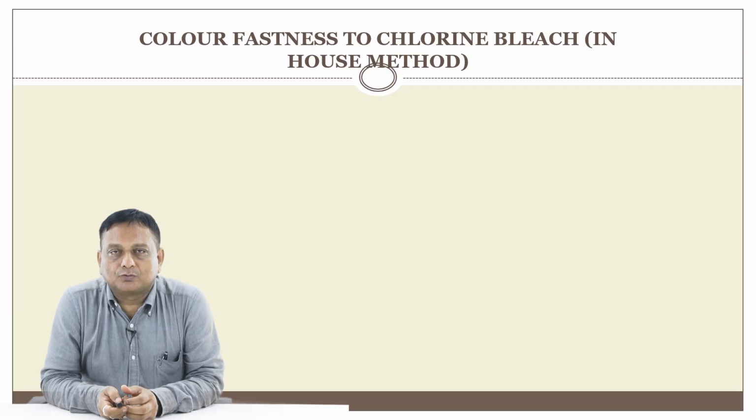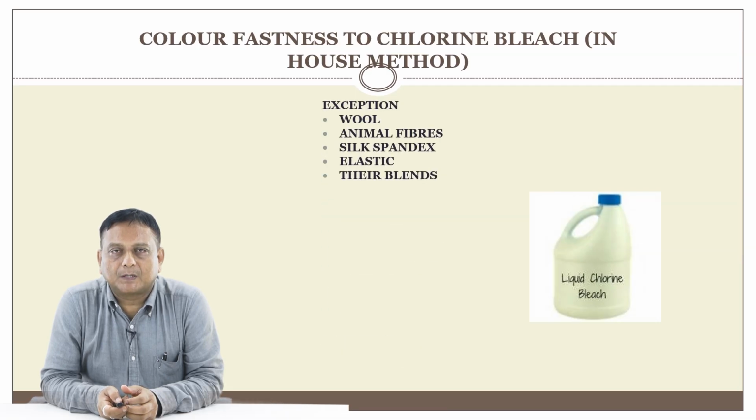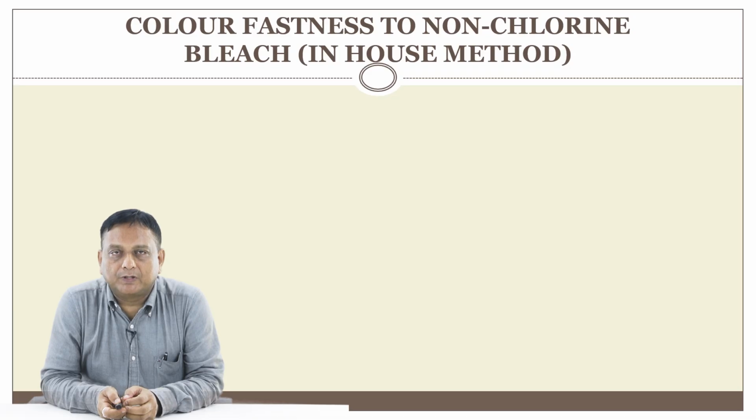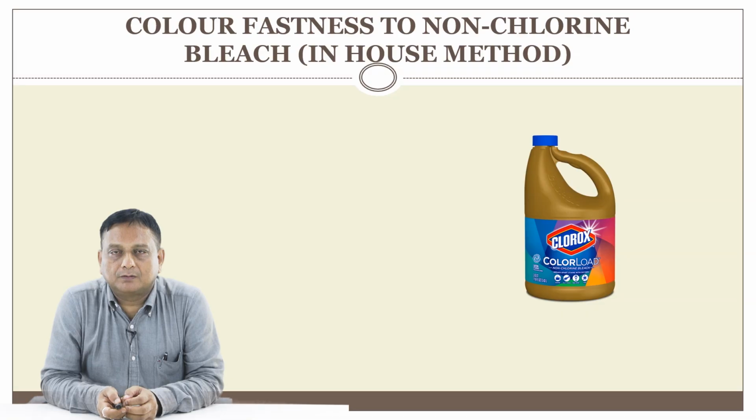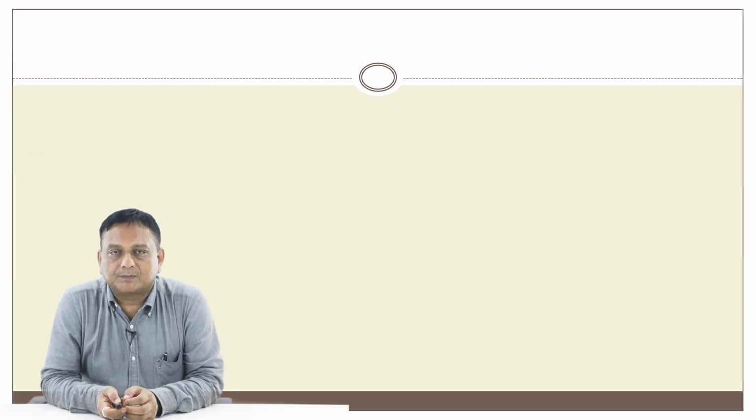Then comes colorfastness to chlorine bleach. In-house methods are available for that, in which liquid chlorine is used. There are certain exempted fibers, like wool, silk, and some elastic products and their blends, wherein the colorfastness to chlorine bleach test is not performed. Now colorfastness to non-chlorine bleach is also an in-house test method. Non-chlorine Clorox samples are available for this purpose.